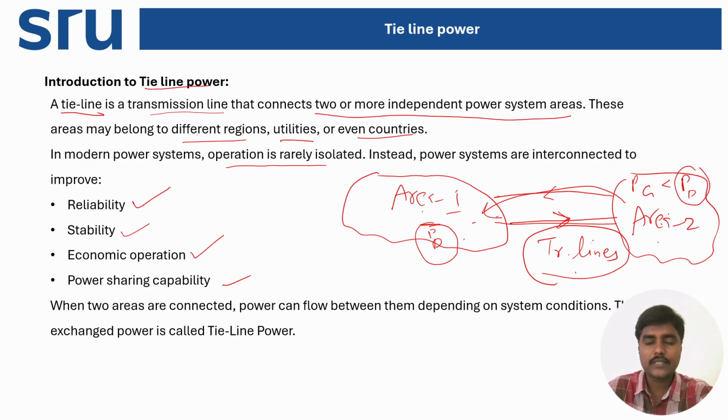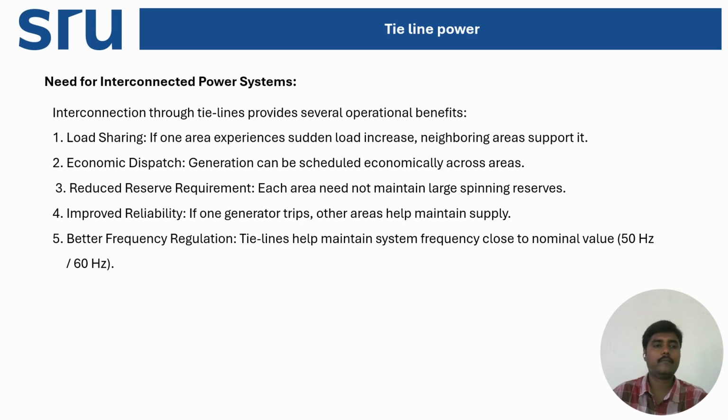So in both the ways, whenever we integrate multiple areas by using this tie line, called transmission lines, we can have this reliability. When two areas are connected, the power flow can happen from area 1 to area 2 or area 2 to area 1 depending upon the system conditions. Whatever power is being exchanged between these two areas is called tie line power.